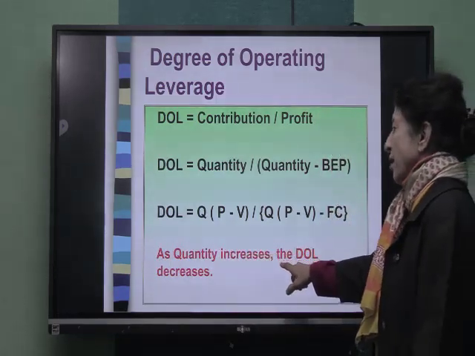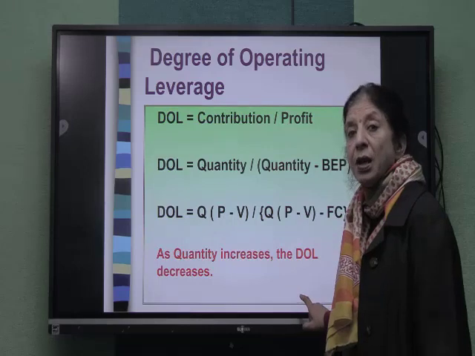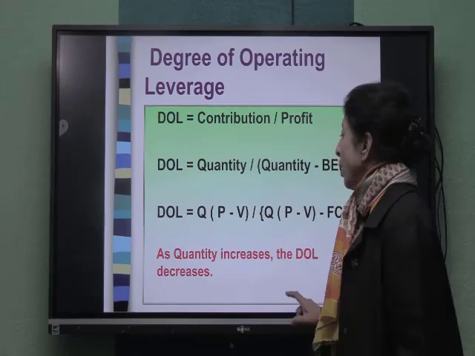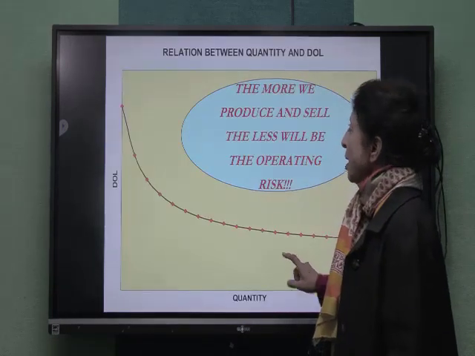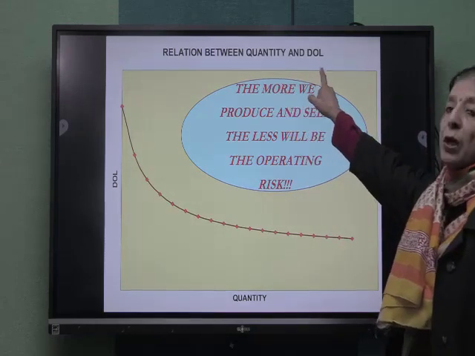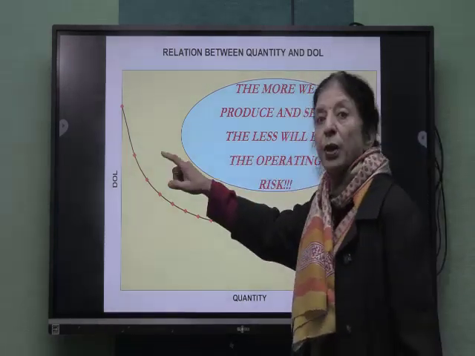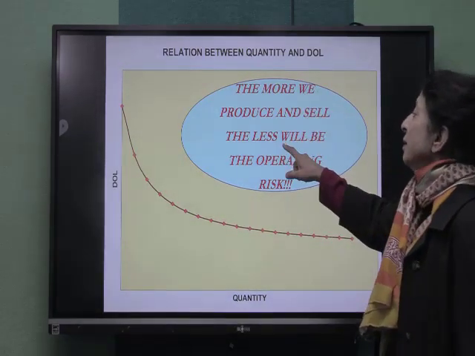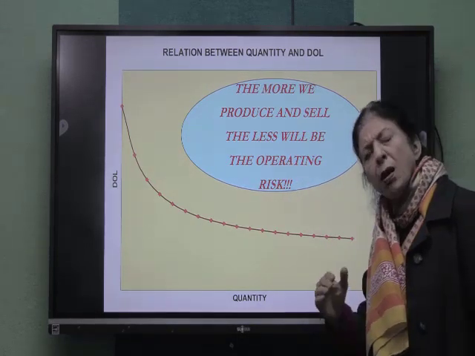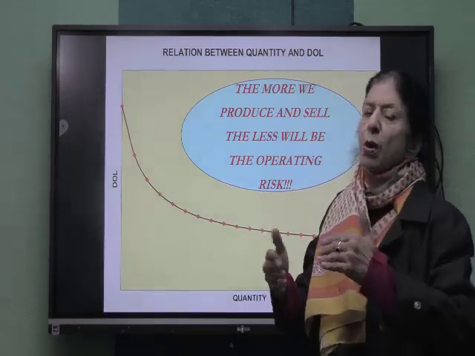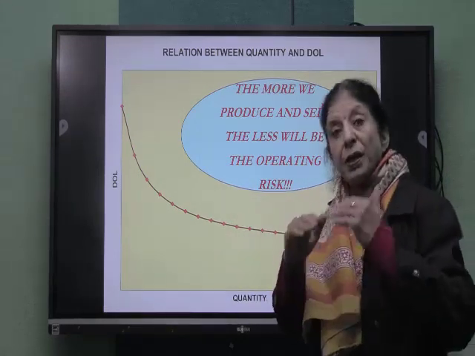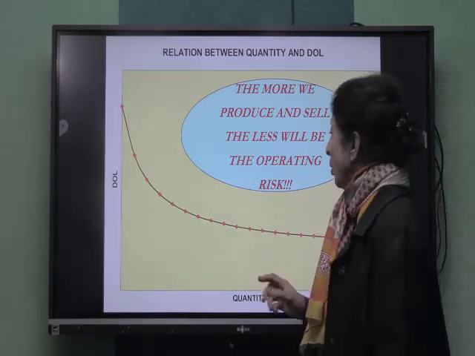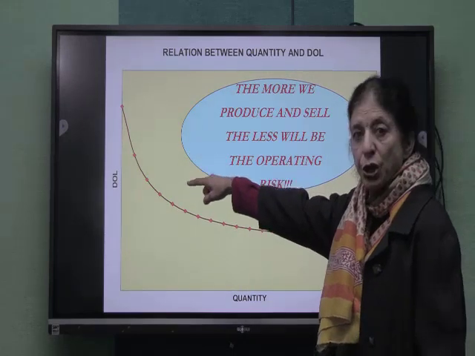As quantity increases, DOL decreases. That gives you the risk. If you are increasing the quantity, the degree of operating leverage will decrease. This is the relation between the quantity and the DOL. I told you it will go on decreasing. The more we produce and sell, the less will be the operating risk, because the maximum amount of the fixed cost will be covered, and after covering the fixed cost, we will be getting the profit out of that deal. This is the relationship between DOL and the quantity.